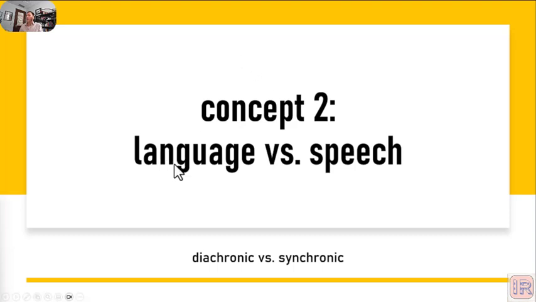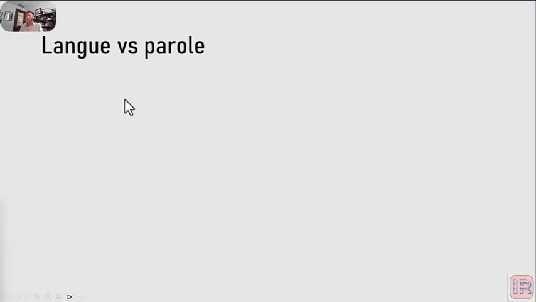So let's talk about what this means for language and develop our exploration of the concept of language versus speech and how we study language and speech, whether we look at it diachronically or synchronically.